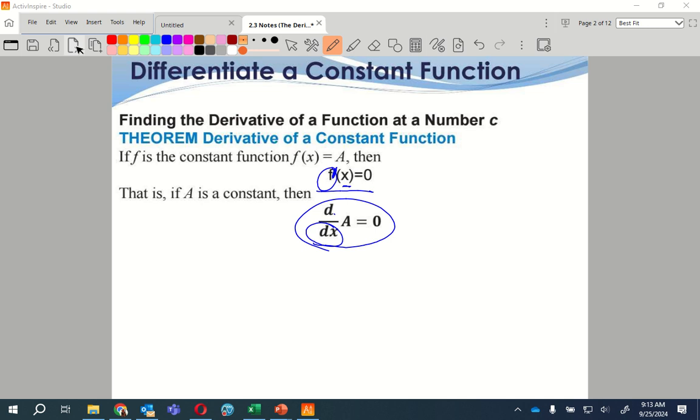So, constant: if there is no variable, the derivative is 0. That means my slope is going to be 0, right? So there is no variable, so it's constant. So slope is 0.